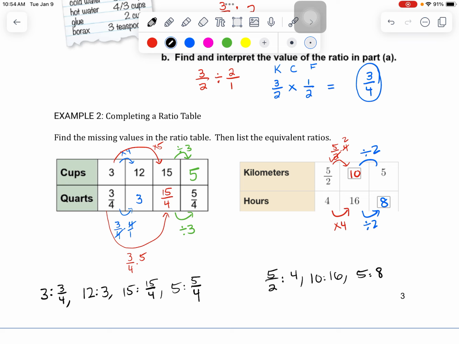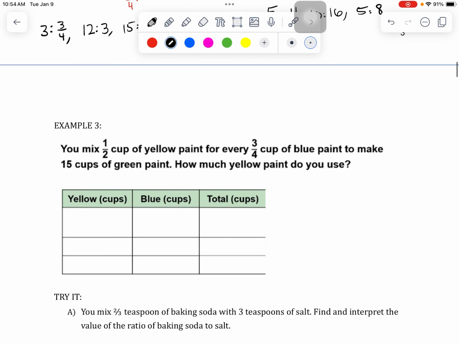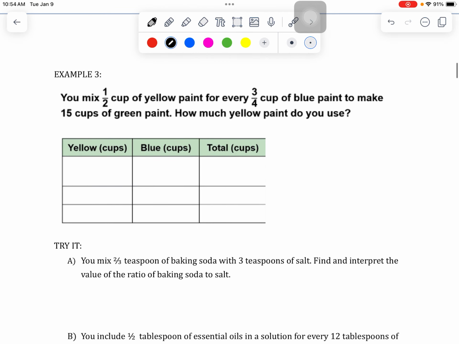All right, moving on to example 3. Example 3 says you mix 1/2 cup of yellow paint for every 3/4 cups of blue paint to make 15 cups of green paint. How much yellow paint do you use?